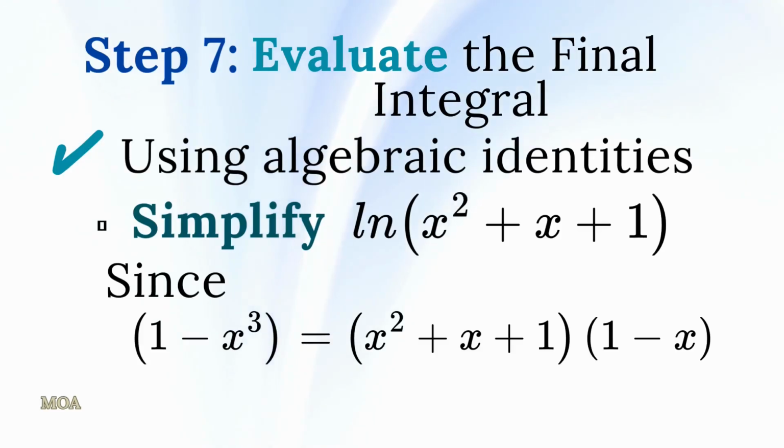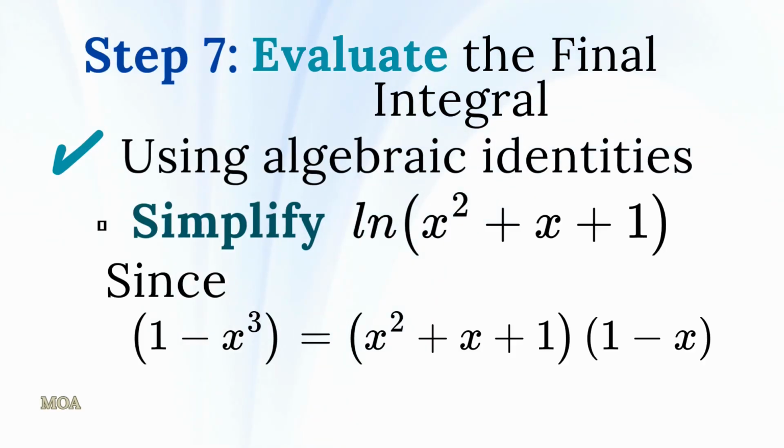Now, in this seventh step, we aim to evaluate the final integral denoted L, since L is now the difference of L sub 1 and L sub 2. And since inside these integrals, we face a quadratic expression inside the logarithm, let us begin by using algebraic identities to simplify this logarithm of x squared plus x plus 1.